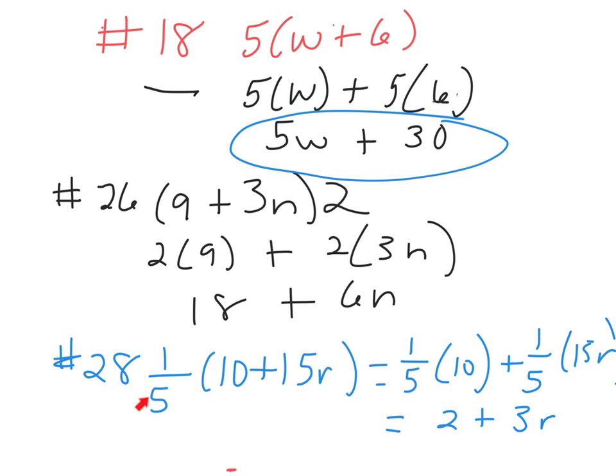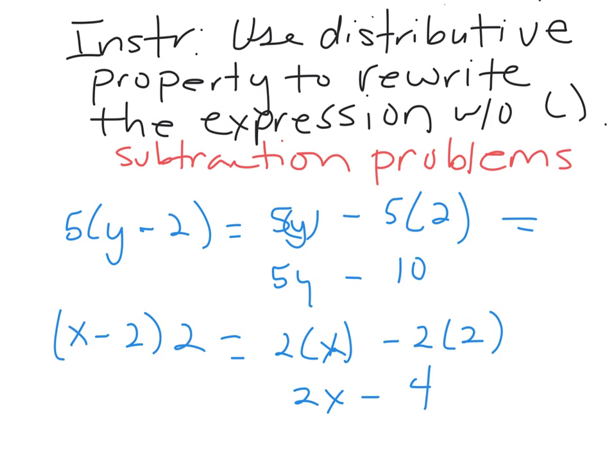Another one, number 28, we had 1/5 times 10 plus 15r. We rewrite it, distribute it out. It's 1/5 times 10 plus 1/5 times 15r. When we divide that out, we get 2 and 3r. If you don't know how to divide this out or how I got the 2 and the 3r, you need to stop and ask me to show you.